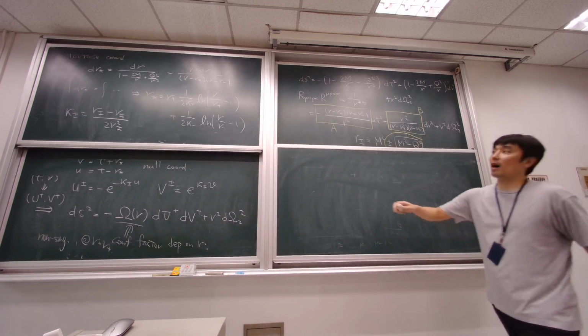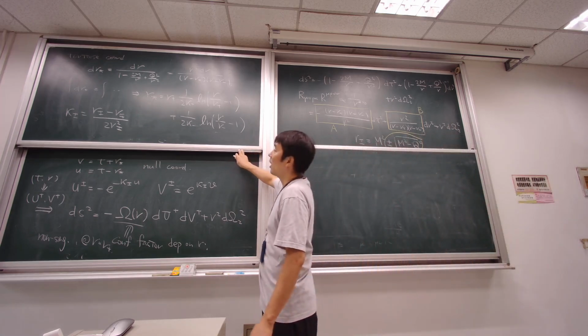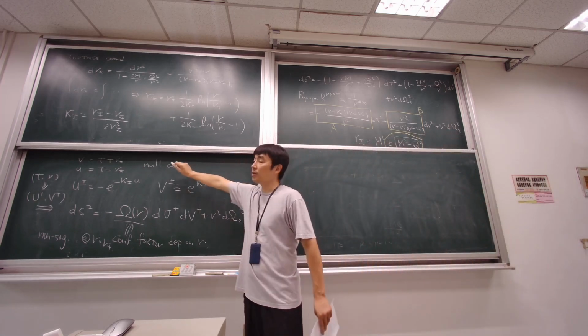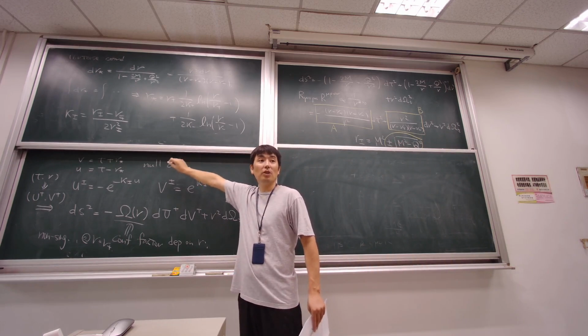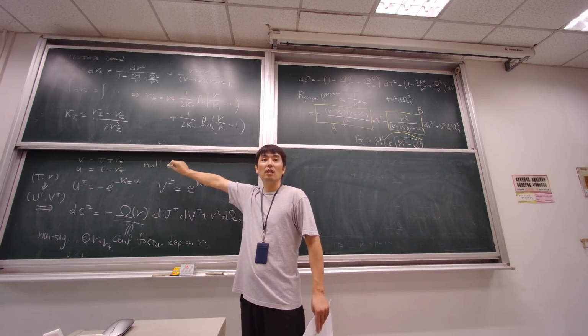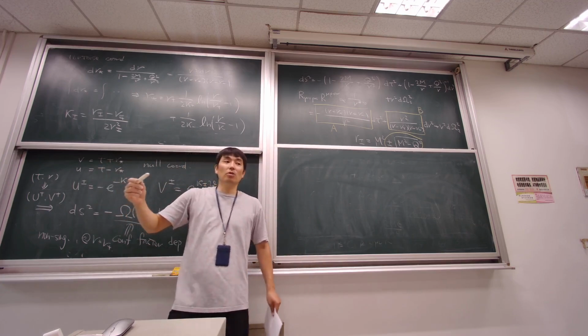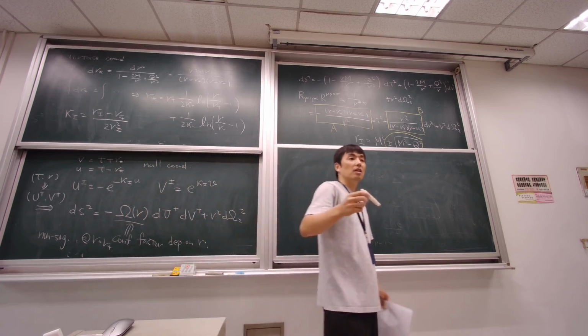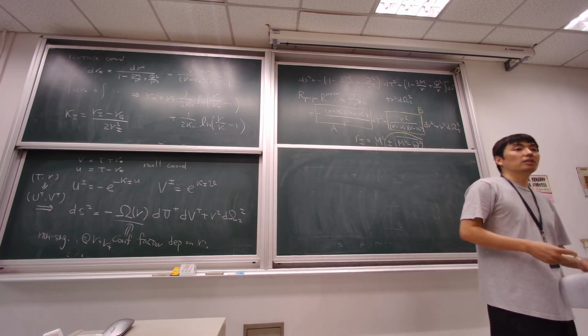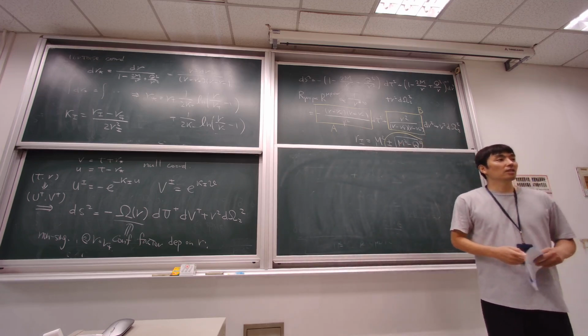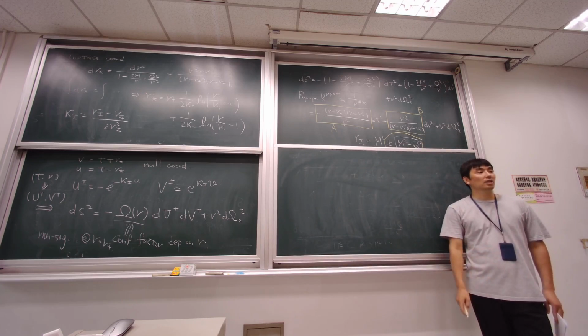So you understand why U and V are the new coordinates? Do you understand this one? Why T plus R star and T minus R star are the new coordinates? Do you understand that? How do you derive this one? Yeah, because if U and V are constant, it is a light ray.